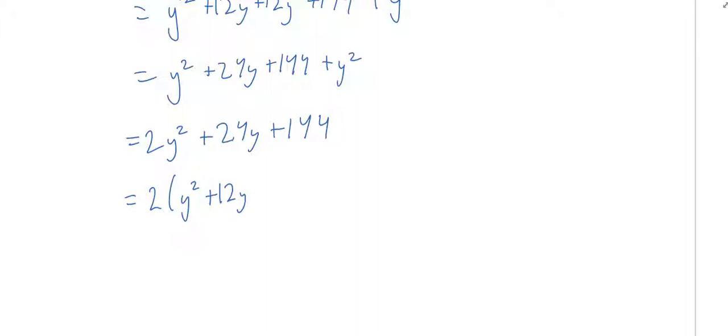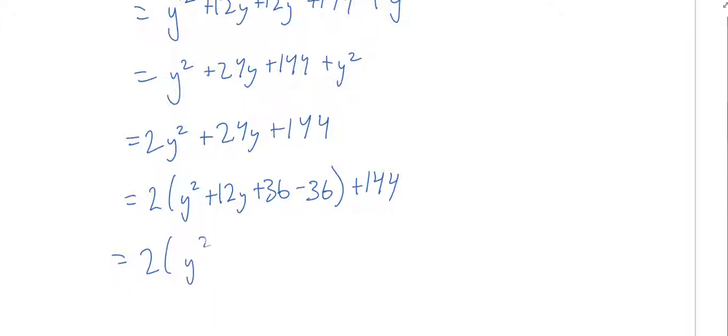And then I'm looking for a number that relates to the 12. So I take 12 and I divide by 2. I take half of 12, which is 6. Square it, which is 36. Add it and subtract it. And then close the bracket. And then take the -36 outside the bracket, and that way I have a trinomial, 3 things inside the bracket, which is a perfect square trinomial. 2 times -36 is -72, plus 144. And then I can write this in its finished form, 2(y plus 6) squared plus 72.